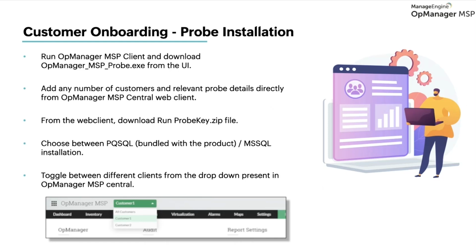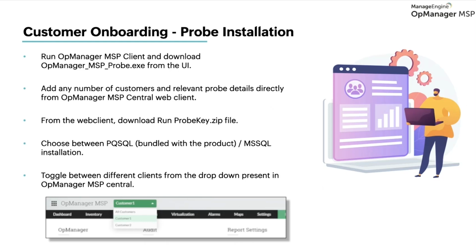The other important step, which has to be done during the time of installation, is to download the probe key zip file from the web client and deploy it in the probe setup. The probe key is unique for every client. This is to have a secured communication between the probe and the Central.